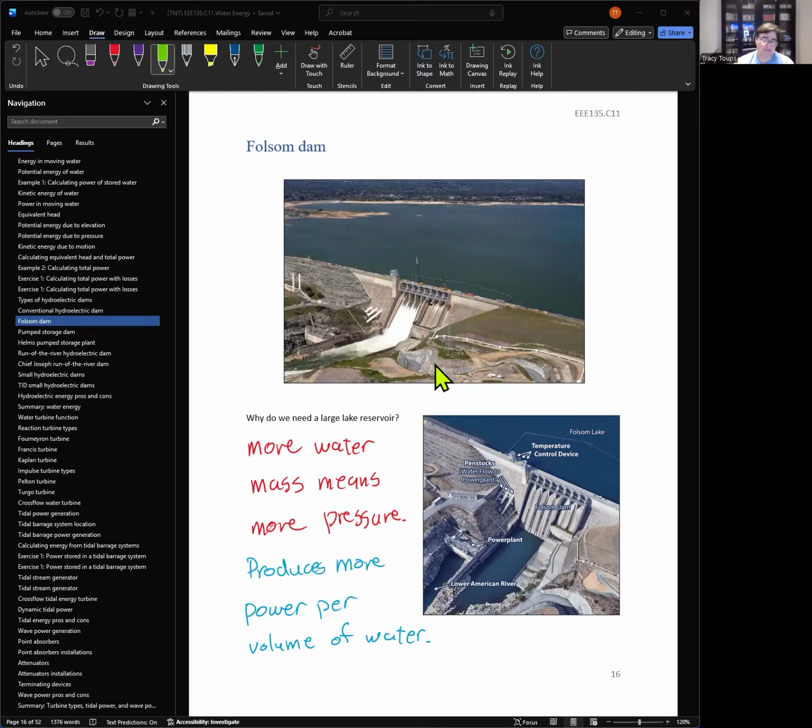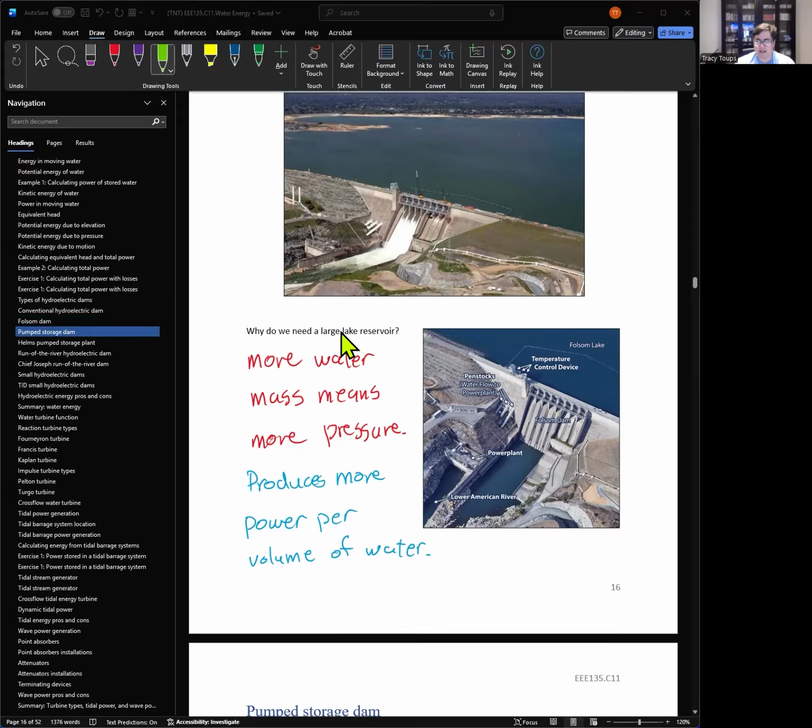Why do we need a large lake reservoir? More water means more water mass, which means more pressure. More pressure produces more power per volume of water you let through. So we always want more pressure, more power, for the same amount of water. The higher the dam, the better. They chose this height because this is probably the limit of the rest of the terrain around the bowl to make the reservoir. You don't want to make this too high, because then the water will spill out somewhere else and not get redirected to your dam. So that is your standard Folsom Dam.